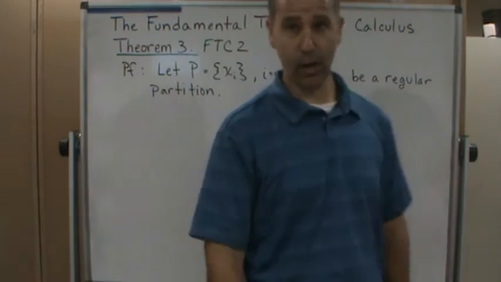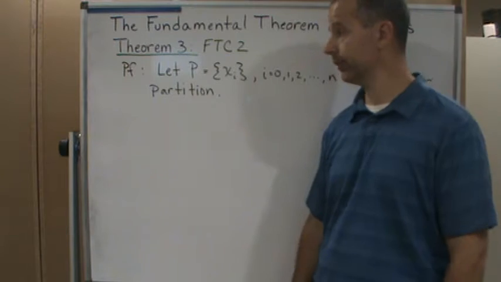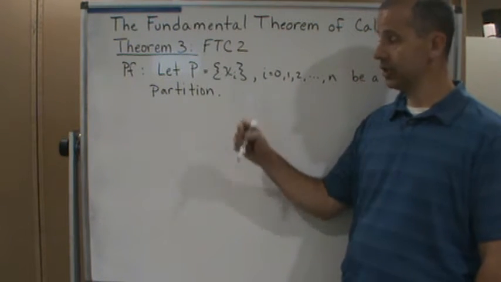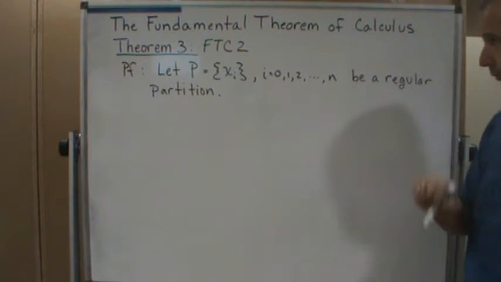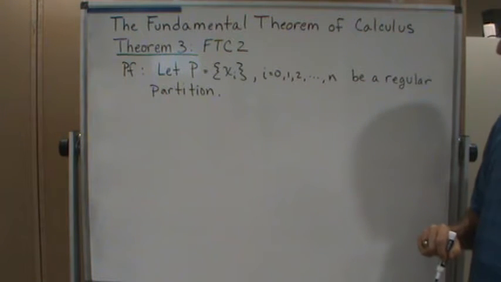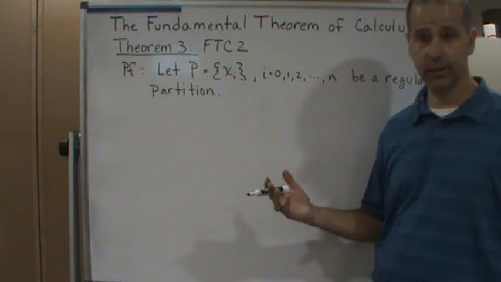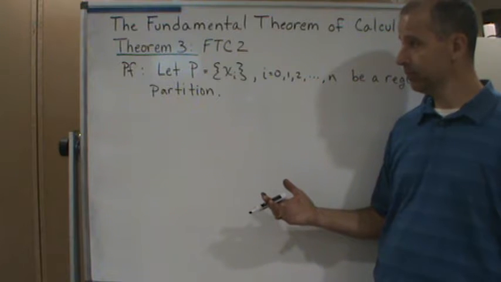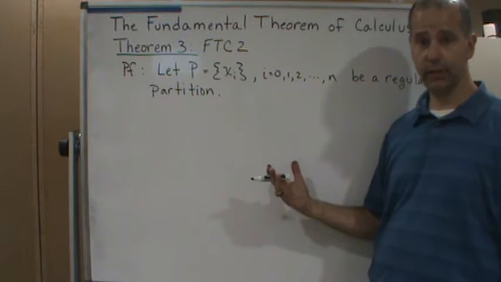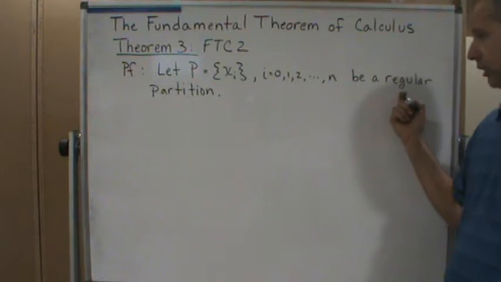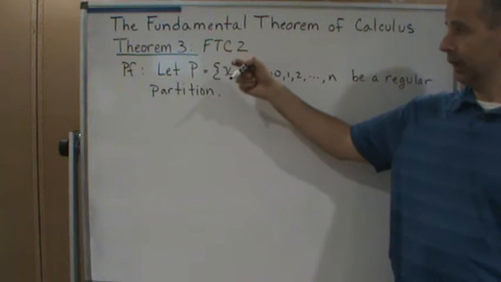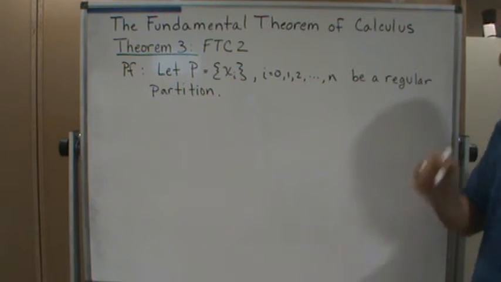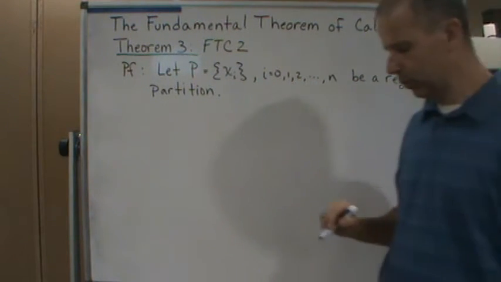Okay, so welcome back, and now I'm going to do the proof of the fundamental theorem of calculus part 2. And so what we're going to do is start by partitioning the interval from a to b, right? And we're assuming that we have a continuous function f of x over the closed interval a b. And so we start by creating a regular partition of the interval a b.